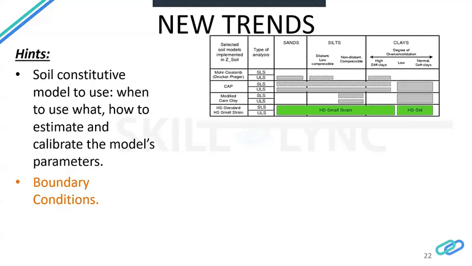For example, you have the Mohr-Coulomb, which is a special case of the Drucker-Prager. You have the Cam-Clay model and the Modified Cam-Clay. And finally, you have the hardening soil model and the hardening soil model with small strain stiffness. You can say the most versatile constitutive soil model is the hardening soil model and the hardening soil small strain stiffness model. Why is that? Because it is applicable to almost all types of soils.